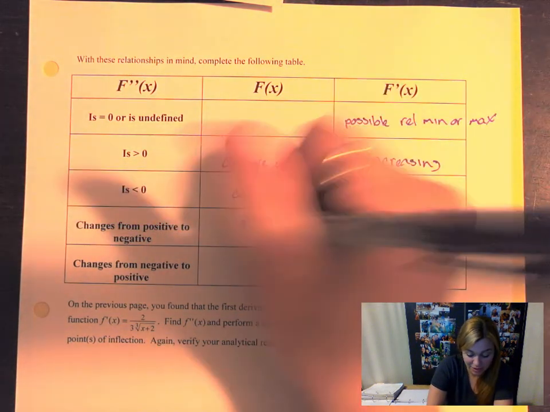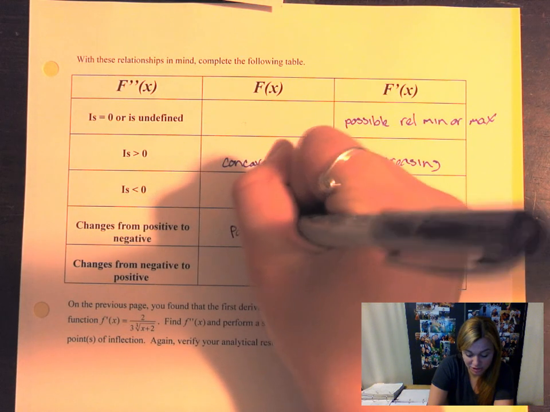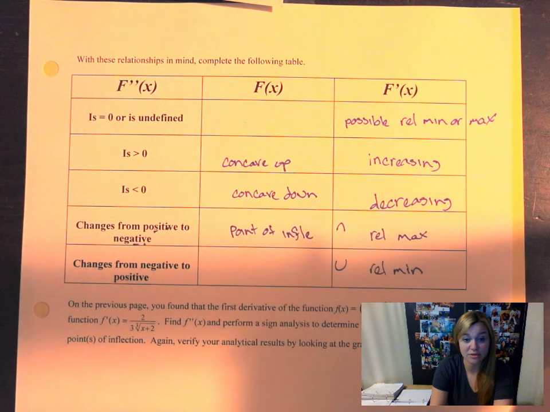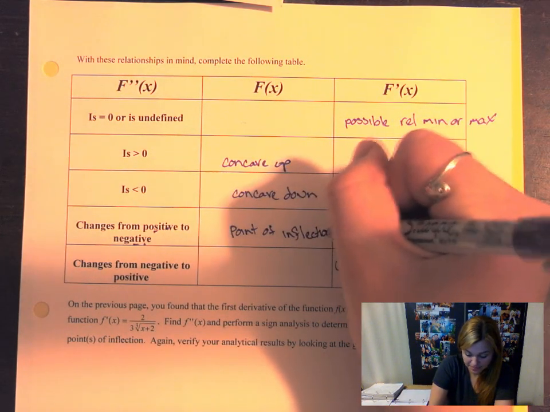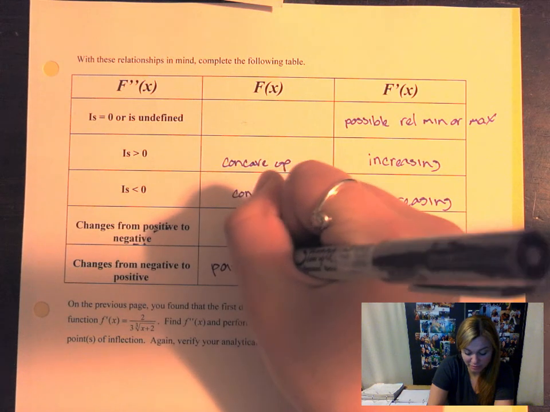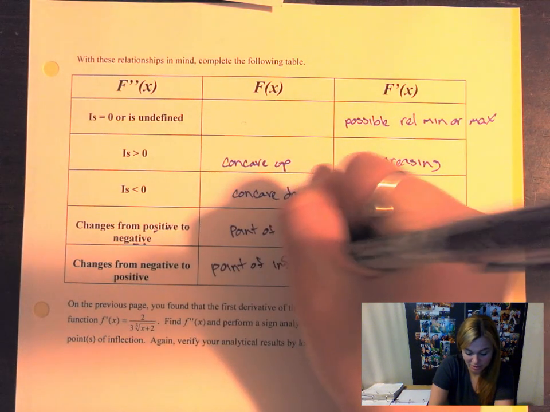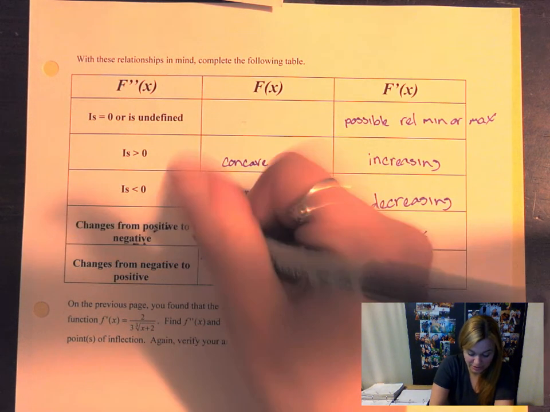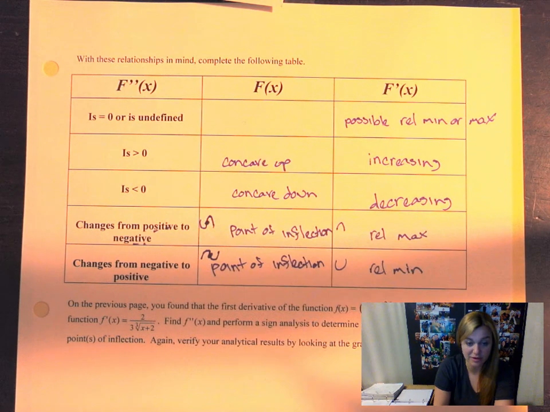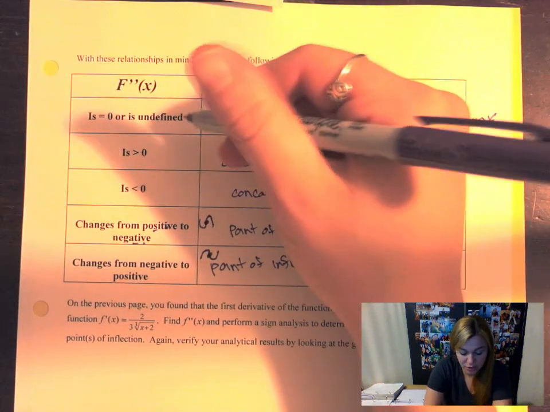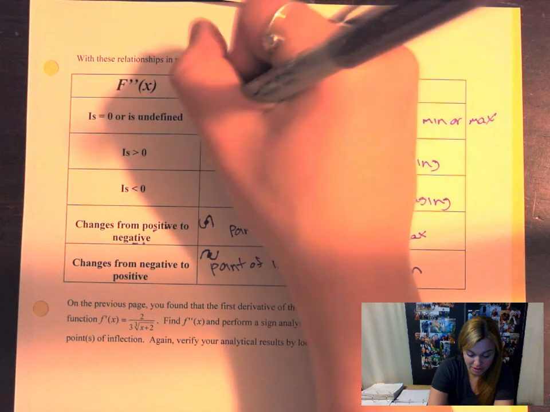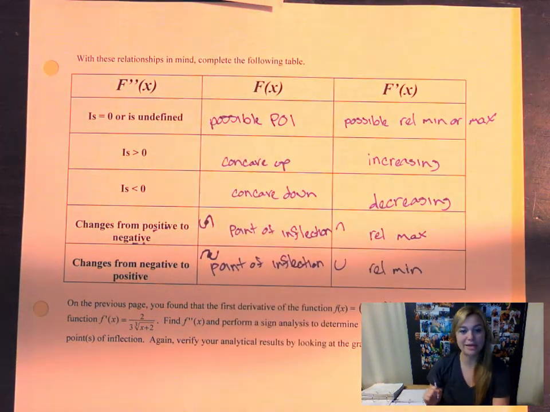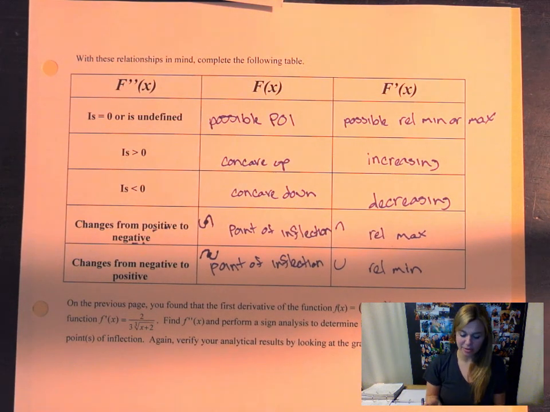Negative to positive, this is a point of inflection. And the reason why is because we would be switching from concave up to concave down. Same thing with negative to positive, point of inflection. It would be like right here, whereas this one would be positive to negative, like right there. Is 0 or undefined? In this case, this is a possible point of inflection. POI. Sounds like when people say boy, but it's like poi.